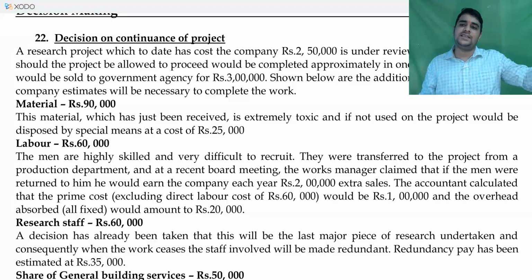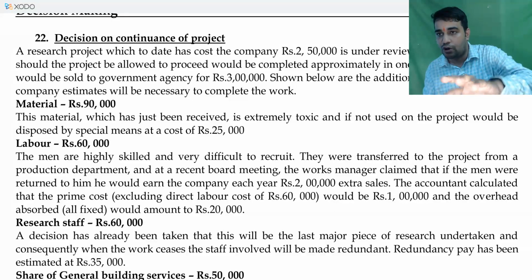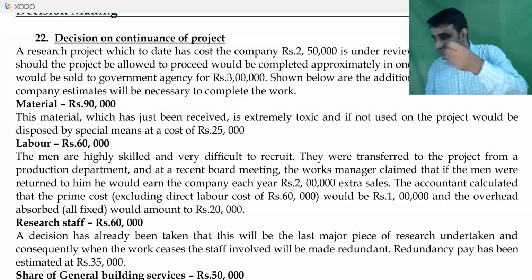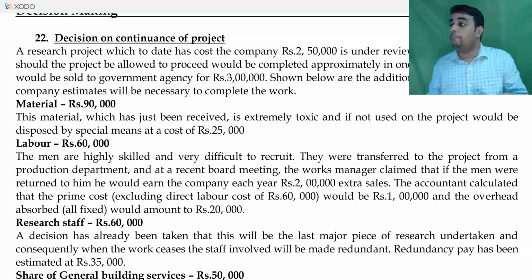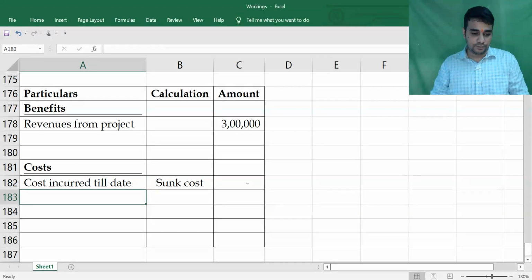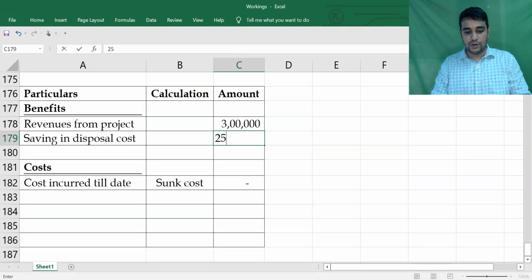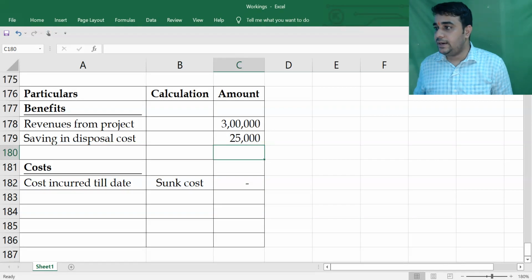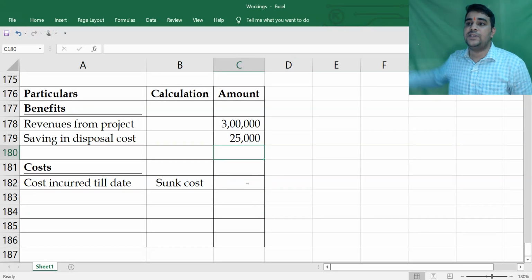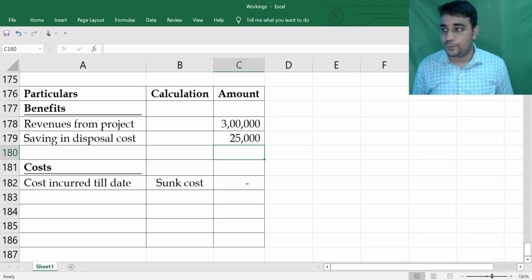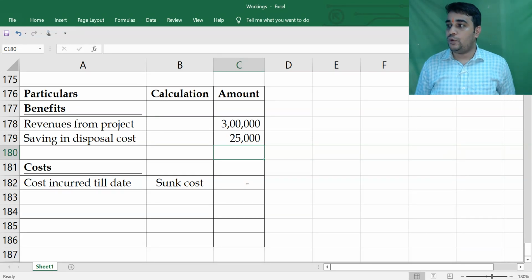In all other adjustments, it will say it will be disposed of or sold, and you will get some 10 rupees, 20 rupees, something. Here you are not going to get money, you have to pay money. So, saving in disposal cost, 25,000. If you continue with the project, you will save this 25,000 rupees.